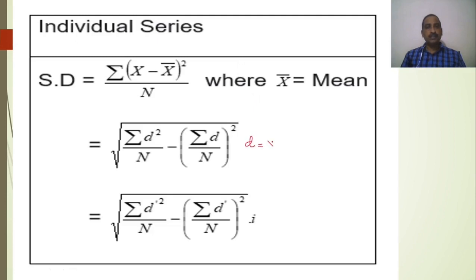What is the deviation? Deviation is x minus a, where a is the assumed mean and x is the value of the given variable. Another formula you have to use whenever the interval between one observation and another is equal is the step deviation formula: square root of summation d dash square by n minus summation d dash by n whole square, into I, where I is the class interval or width of the class.